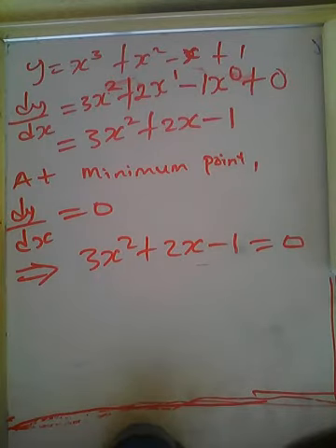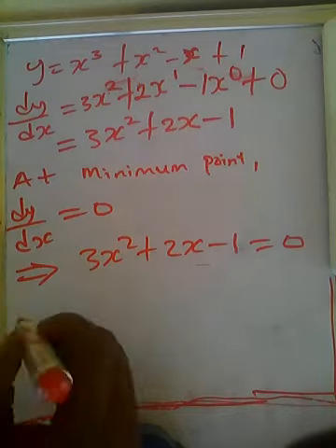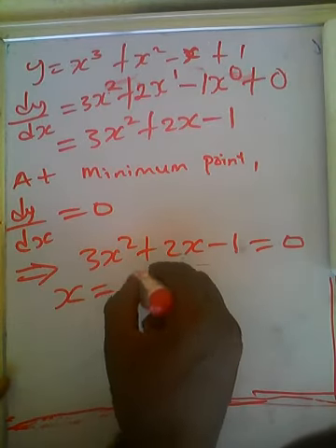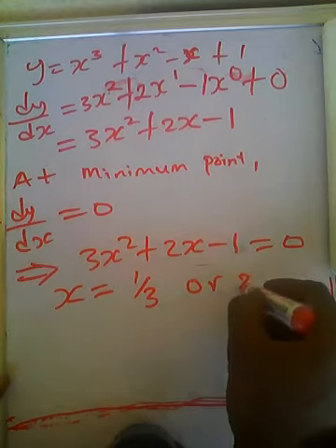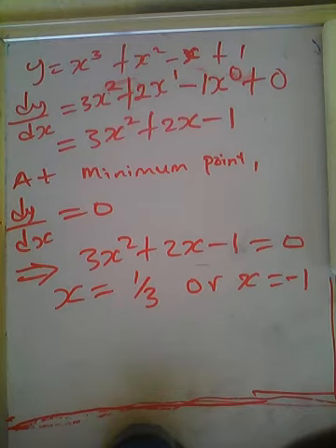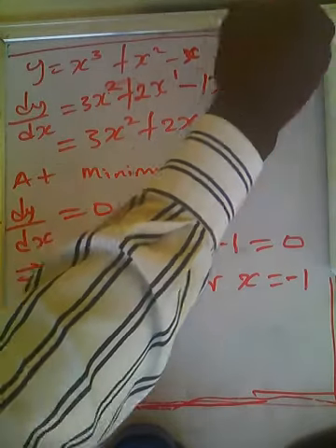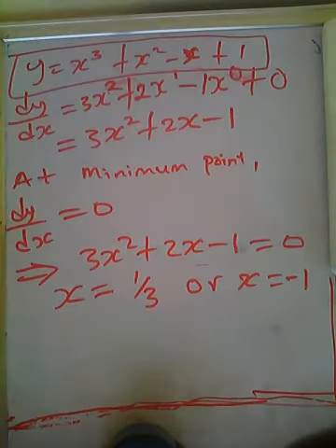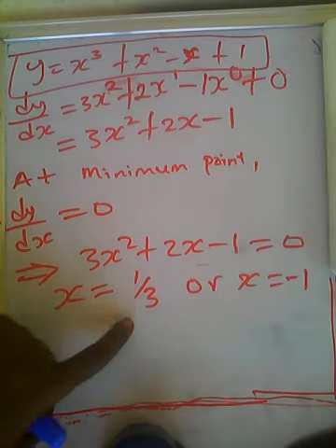When we solve this quadratically, we find two values for x: x is 1 over 3 or x is minus 1. Alright, so we have those two values for x. Now we have to investigate which of these will give a minimum value of this function. That takes us to the second condition of minimum and maximum point.